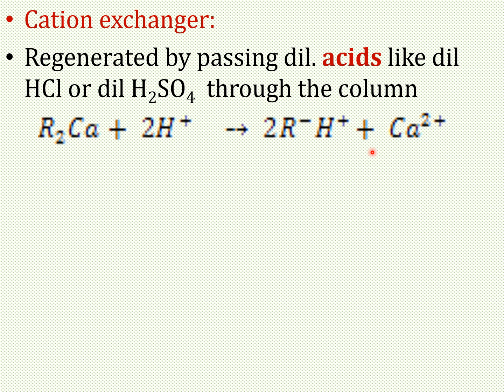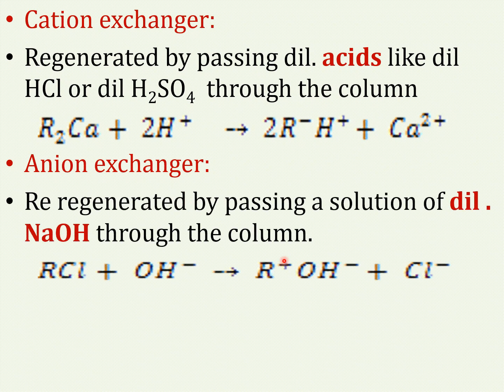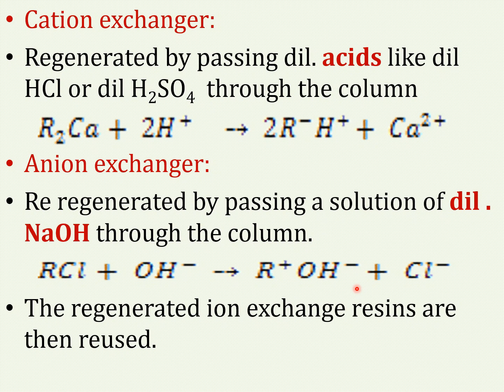In a similar manner, the anion exchanger can also be regenerated. Here, the anion exchanger needs OH minus ions. What can supply them? Dilute alkali. Similar reaction, dilute NaOH is usually used, and R Cl plus OH minus gives R OH plus Cl minus. So this is the reaction involved in regeneration.